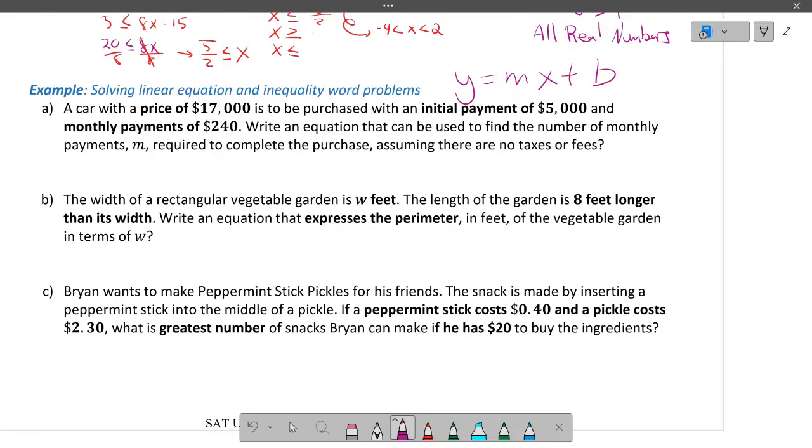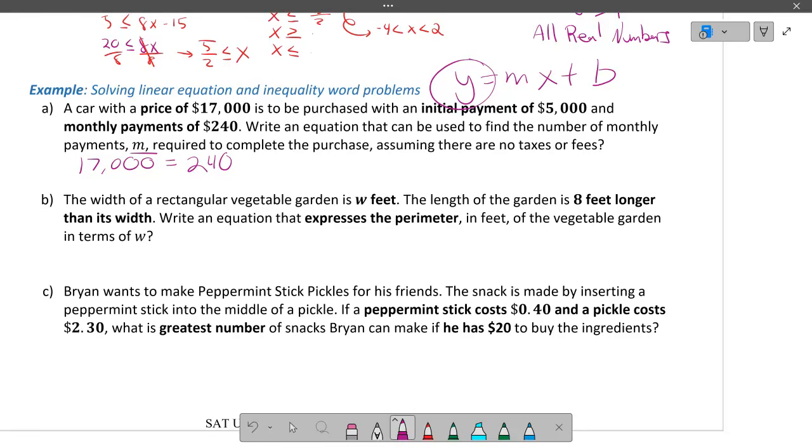So, Sebastian, what was our total amount? What was our y? It's the 17,000, right? So we've got 17,000, okay, is equal to M. What's our rate of change? Lennon, you said it? 240, okay? Our rate of change is 240. What's our independent variable, our input value? M.